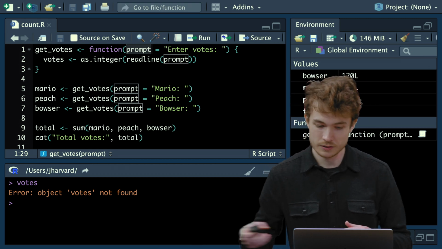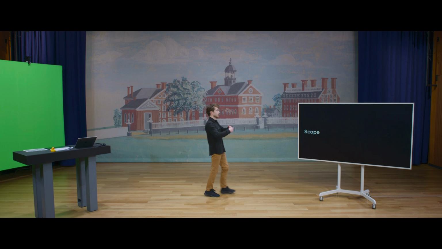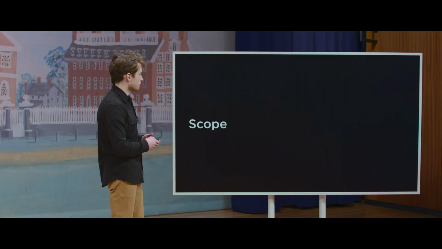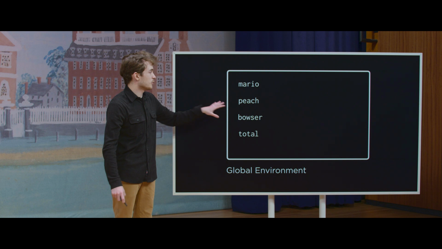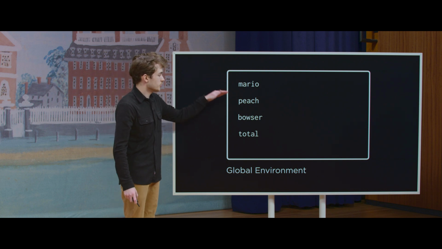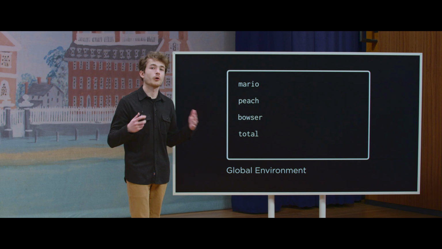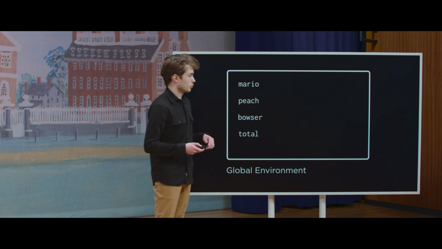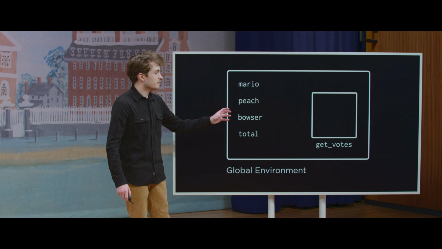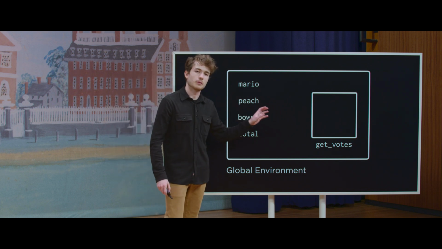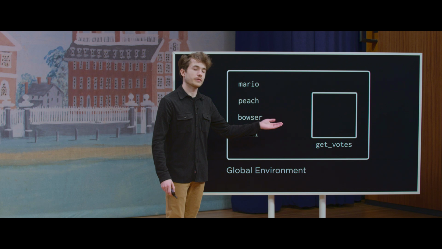To visualize this, let's think about our environment here and think about what scope we have in terms of our objects in that environment. So here is a representation of our environment. We have those 4 objects we saw earlier. Mario, Peach, Bowser in total. These are accessible to me, the programmer, pretty much at all times. We also have, of course, our function getVotes. But getVotes is kind of best viewed as this black box. I don't exactly know what's going on inside of it when I call that function.